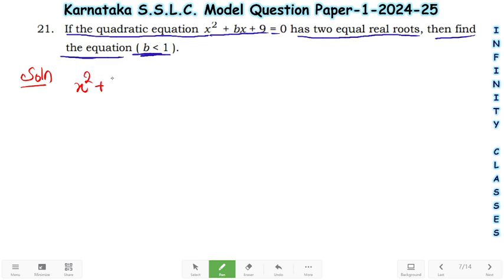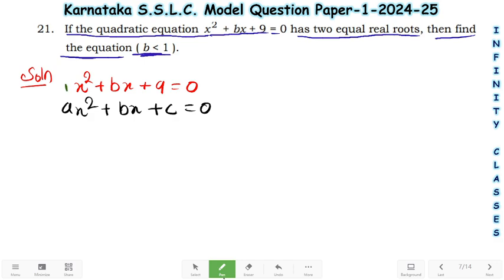x square plus bx plus 9 equal to 0. Here I am going to write the standard form of the equation below it: ax square plus bx plus c equal to 0. So now I am going to write the values of a, b, c here.